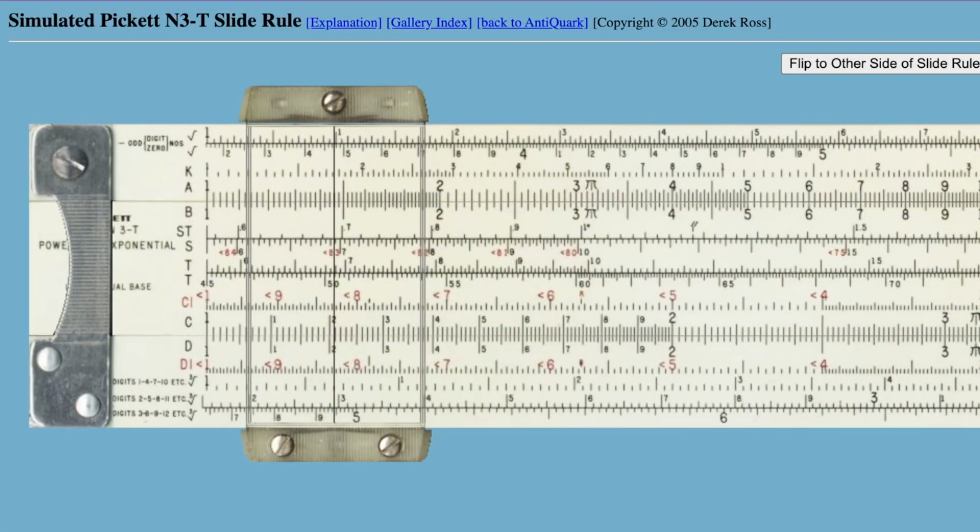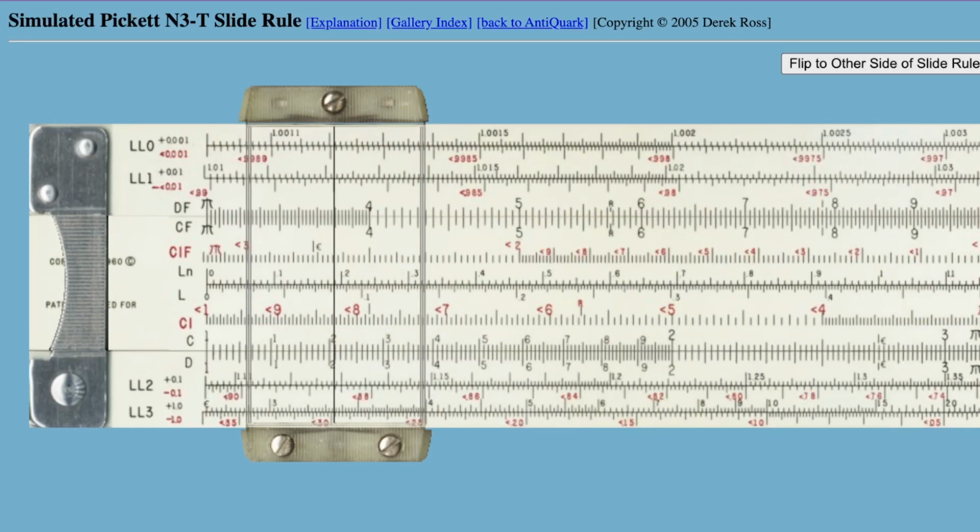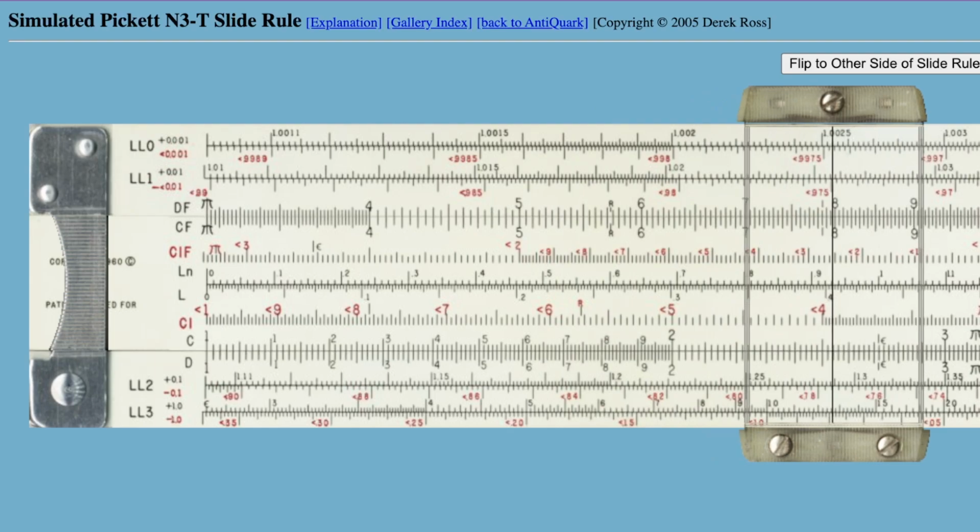Okay, now here's our old friend. This is the virtual Pickett N3. The link to this is in the description. And this is the side that we've normally been using, but for today, we're going to flip it over to the other side by hitting this little box. And there it is. On this, you will see some new scales. You'll see on the left side LL0, LL1 on the upper stator, and on the lower stator, you'll see LL2 and LL3. These are the log-log scales, and they're used to look at exponential functions.